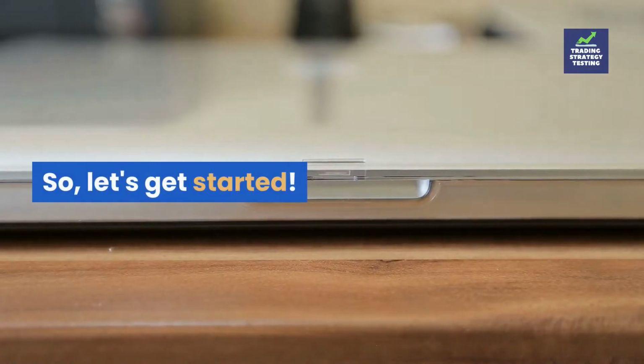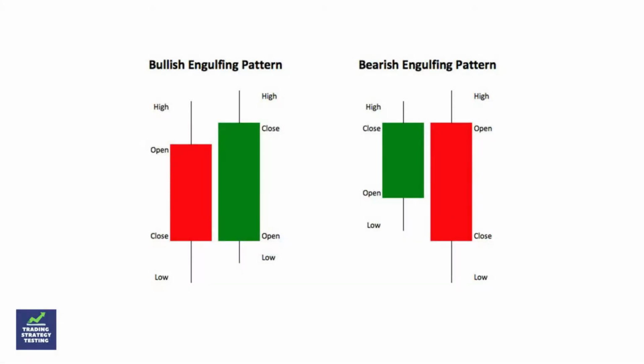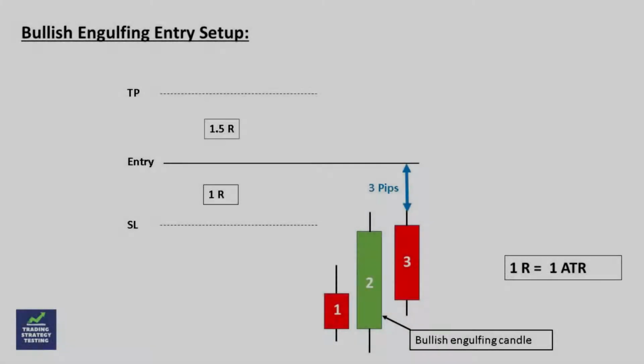So, let's get started. Before we describe the strategy, let's review the two setups we will be using today. The bullish engulfing pattern is a two-candle reversal pattern. The second candle completely engulfs the real body of the first one, without regard to the length of the tail shadows. A bearish engulfing pattern is a technical chart pattern that signals lower prices to come. The pattern consists of an up green candlestick, followed by a large down red candlestick that eclipses or engulfs the smaller up candle.